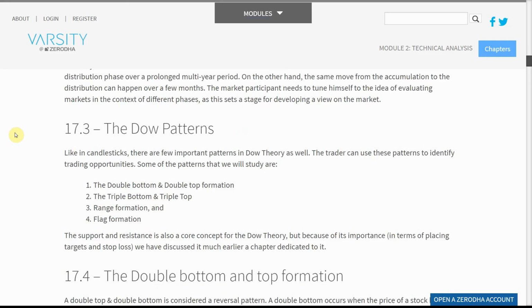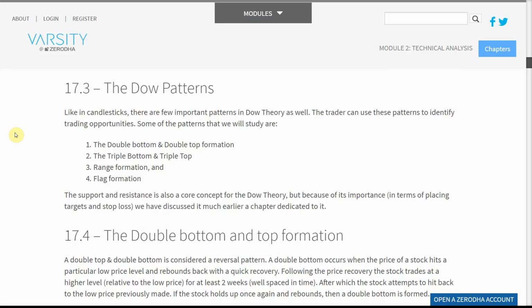17.3 The Dow Patterns. Like in candlesticks, there are a few important patterns in Dow theory as well. The trader can use these patterns to identify trading opportunities. Some of the patterns that we will study are the double bottom and double top formation, the triple bottom and triple top, range formation, and flag formation. The support and resistance is also a core concept for the Dow theory. But because of its importance in terms of placing targets and stop loss, we have discussed it much earlier in a chapter dedicated to it.